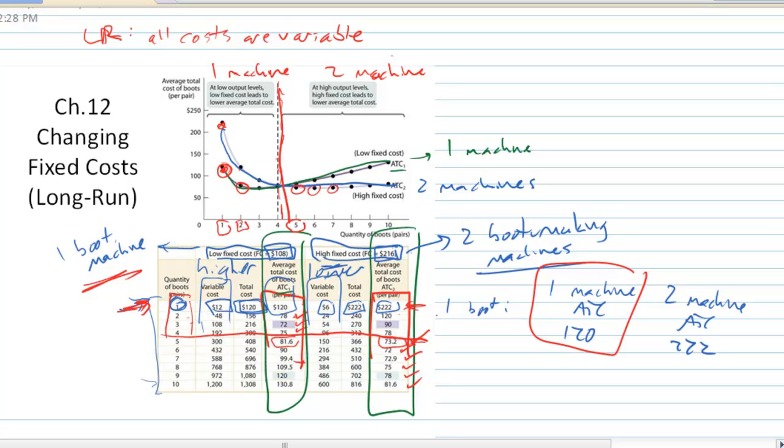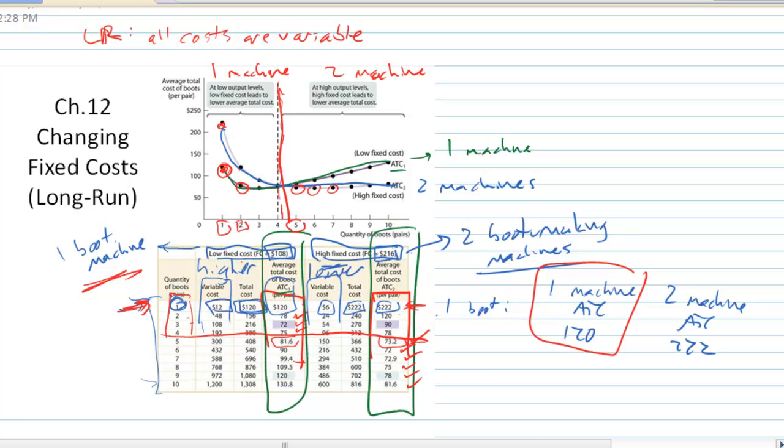So in general, as you increase output, it usually becomes advantageous to add more fixed inputs, short-run fixed inputs, basically to buy more capital equipment in order to minimize the costs of production. Hopefully that makes some intuitive sense, and you'll do some problems in the book where you have to work with the numbers and show that in the same way that we did in this example here, and then also graph it. So that's just two options.